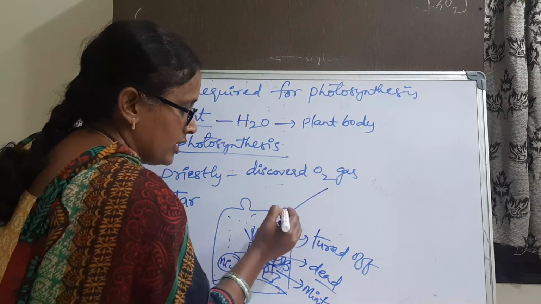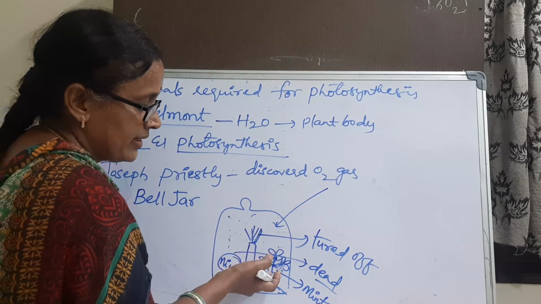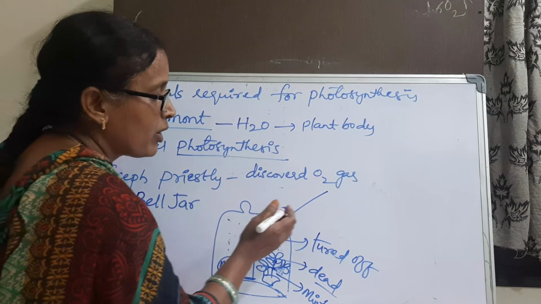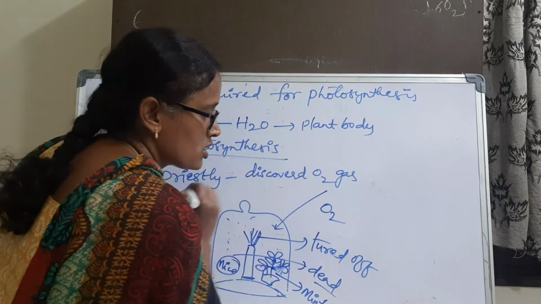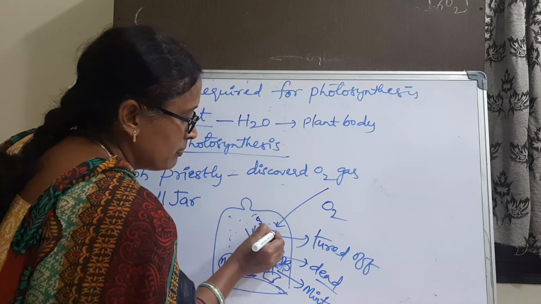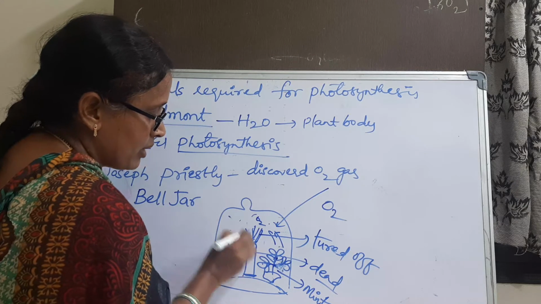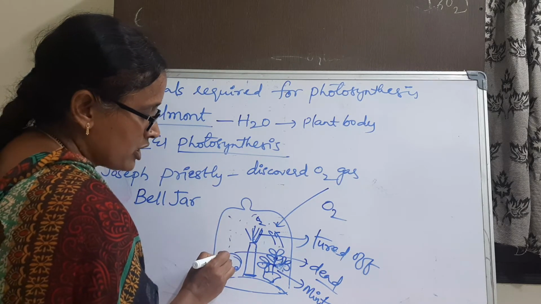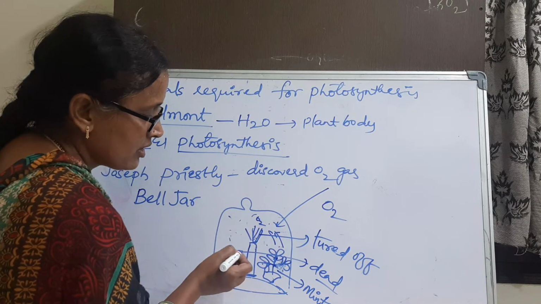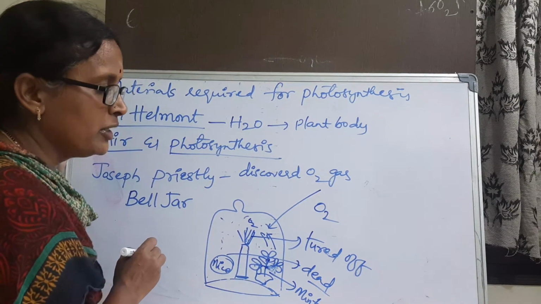Ultimately the plant takes the sunlight and everything, of course it performs photosynthesis, and the byproduct of photosynthesis is oxygen gas. It releases the oxygen. This mint plant is releasing oxygen, and on the other side, the burning candle and the mice, due to respiration, are releasing carbon dioxide, and the burning candle is releasing carbon dioxide. Whatever carbon dioxide is released, that is absorbed by the mint plant.